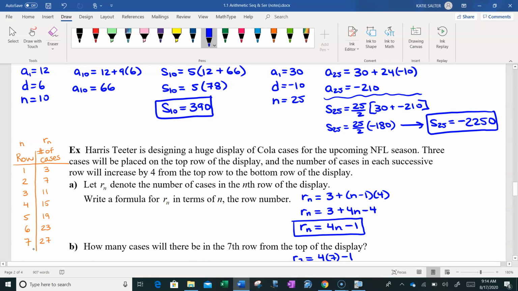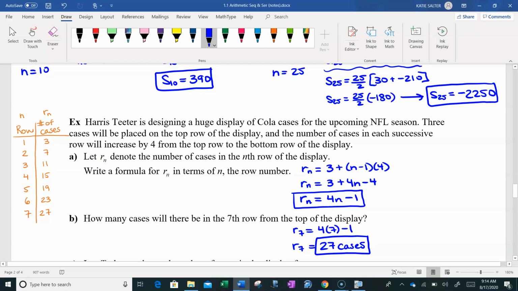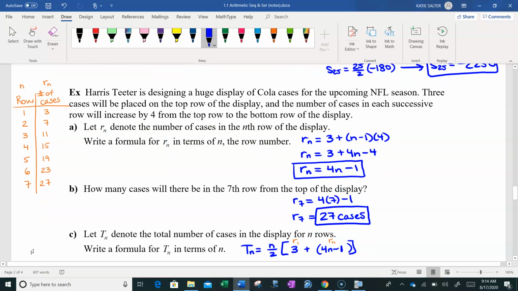Then how many cases will there be in the 7th row from the top of the display? Well, I already made a table, and I can see that there's going to be 27 cases. However, if I wanted to make sure my formula worked, I might want to check it and do it that way too. And I can see that that matches, my formula does work, because when I substitute 7 in, I get 27 cases.